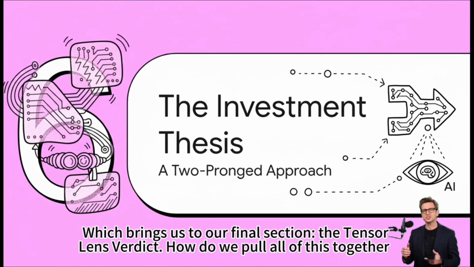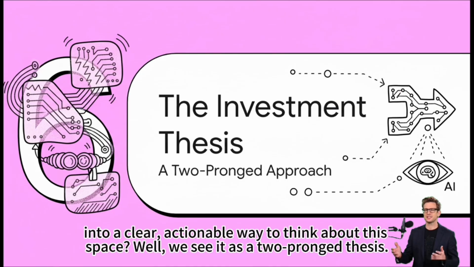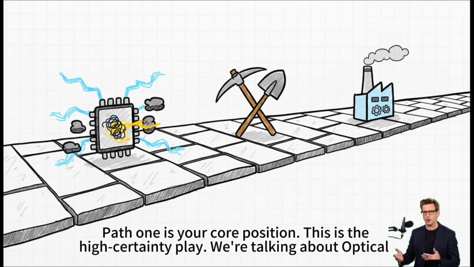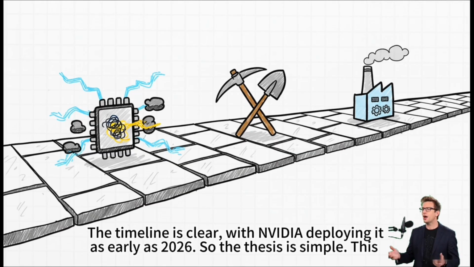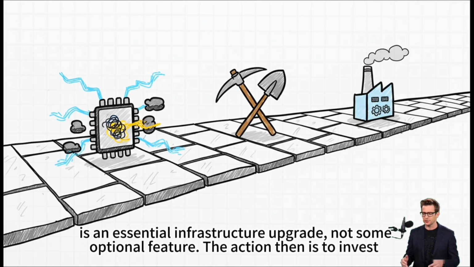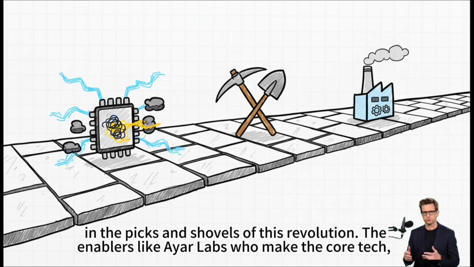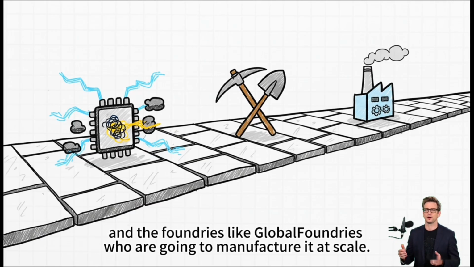Which brings us to our final section, the Tensor Lens verdict. How do we pull all of this together into a clear, actionable way to think about this space? Well, we see it as a two-pronged thesis. Path 1 is your core position. This is the high certainty play. We're talking about optical I/O and co-packaged optics. The technology solves a real, painful, proven bottleneck. The timeline is clear, with NVIDIA deploying it as early as 2026. So the thesis is simple. This is an essential infrastructure upgrade, not some optional feature. The action then is to invest in the picks and shovels of this revolution. The enablers like Ayar Labs, who make the core tech, and the foundries like GlobalFoundries, who are going to manufacture it at scale.